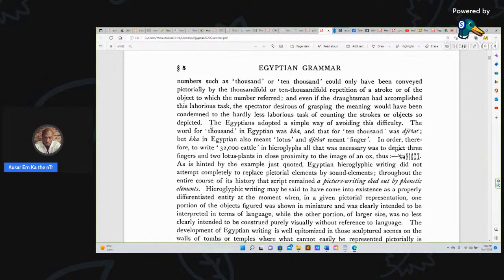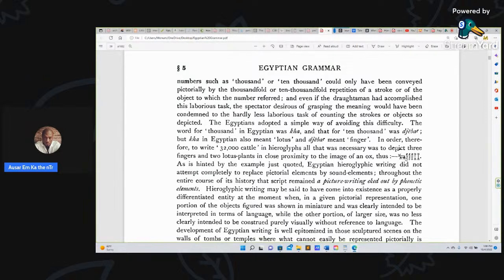Right here, the Egyptians adopted a simple way of avoiding this difficulty. The word for 1,000 in Egyptian was ka, and that for 10,000 was jeba. Well, ka in Egyptian also meant lotus, and jeba meant finger. In order, therefore, to write 32,000 cattle in hieroglyphs, all that was necessary was to depict the 3 fingers and 2 lotus plants in close proximity to the image of an ox. Thus, you have it right there.